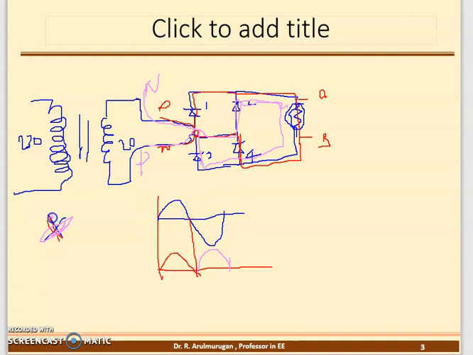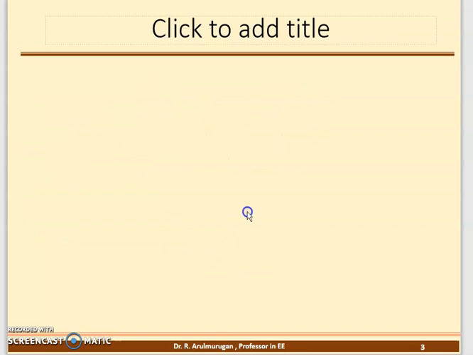This is about the full wave rectifier. Okay, fine. The next one is the same full wave rectifier. You are going to try the center tapped method. So what is the center tapped method? I will draw the diagram.